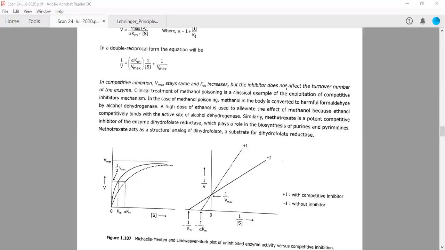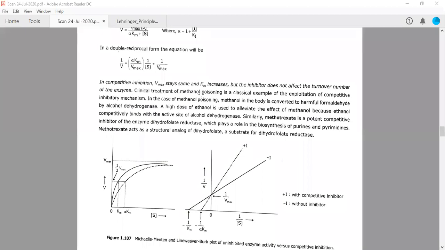But the inhibitor does not affect the turnover number of the enzyme, because the same efficiency can be achieved with the same enzyme which is undergoing inhibition. If you just increase the substrate concentration, everything will be normal.